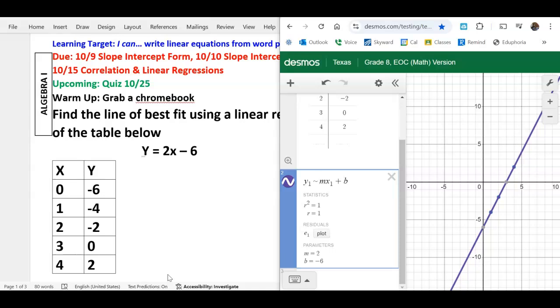Here is your notes for today. Now, we're going to take word problems and we're going to get an equation out of it. But first, I want to introduce you to a friend of mine.